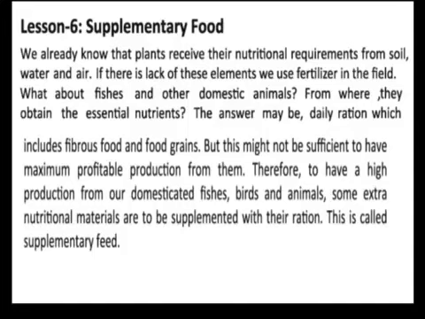Therefore, to have a high production from our domesticated fishes, birds and animals, some extra nutritional material has to be supplemented with their ration. This is called supplementary food. That means if you want more production, we have to give some extra supplemented food. Supplemented means something added, especially to make up for a deficiency. To fill up this deficiency, we have to give some extra food. This is called supplementary food.